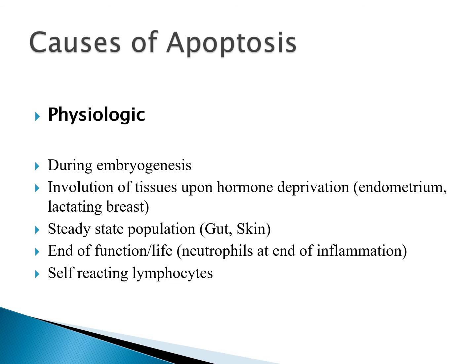Also, self-reacting lymphocytes. Sometimes during the development of certain immune reactions or the development of the immune cells, the body may produce some cells by certain ways that are reactive to self, meaning they react with self antigens, and if these cells remain, they can cause autoimmune diseases. So the body gets rid of these self-reactive lymphocytes that react with self antigens by apoptosis. It eliminates them because if they remain, they will cause diseases.